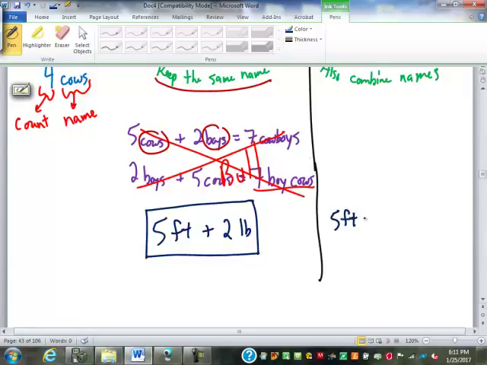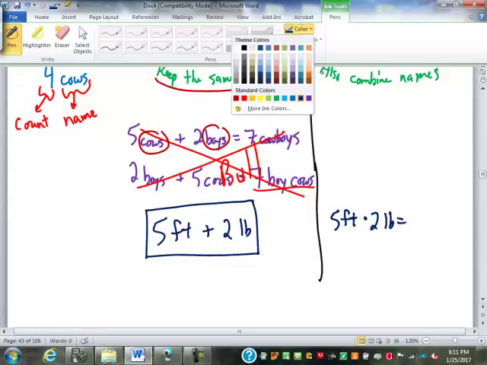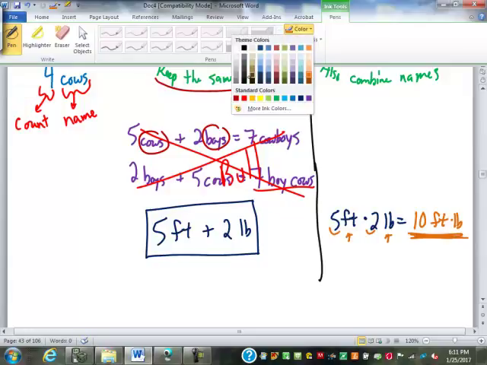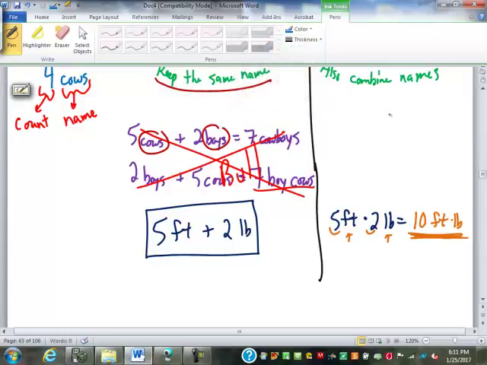However, over here, if I had 5 feet times 2 pounds, when we multiply, we combine counts. 5 times 2 is 10. And we also combine the names. Feet times pounds is just foot-pounds. It's a unit of torque, or if you're dealing with structural engineering, it's a unit of moment. When we multiply or divide, since we're going to combine the names, we do not need the same name.